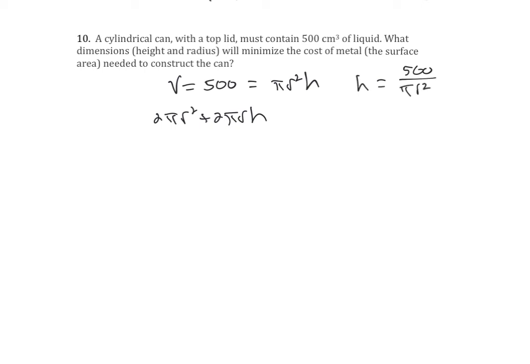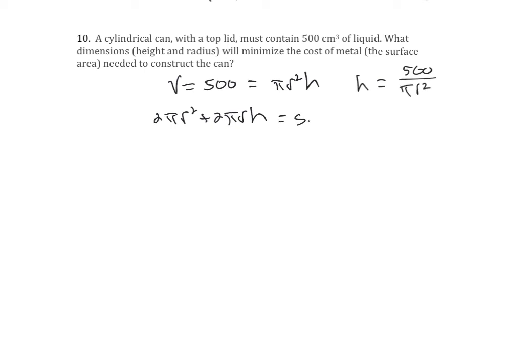Finally, a cylindrical can with a top lid must contain 500 centimeters cubed of liquid. What dimensions will minimize the cost of metal? Okay, a couple things here. First of all, we know that V equals 500 equals pi r squared h, which is the volume formula for a cylinder. What we're trying to minimize here is 2 pi r squared plus 2 pi r h. The easiest thing to do will be to express h in terms of everything else. So we get h is equal to 500 over pi r squared.